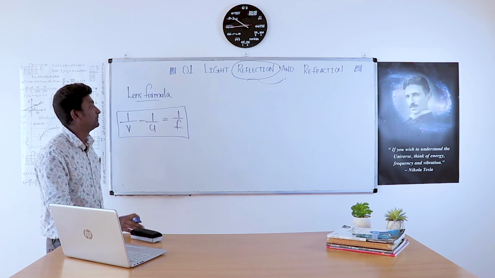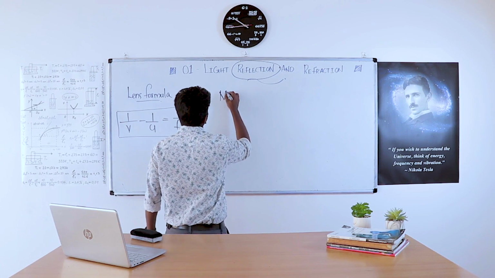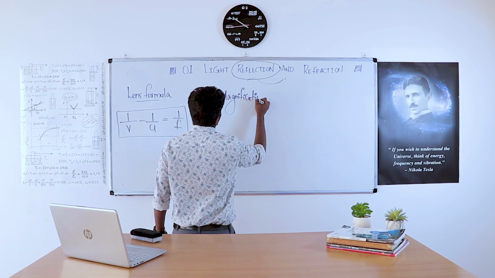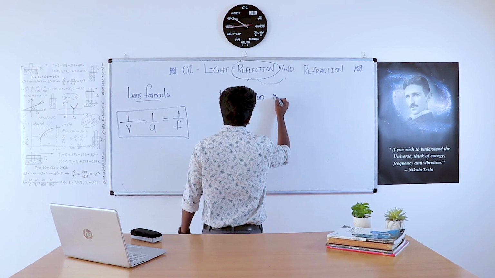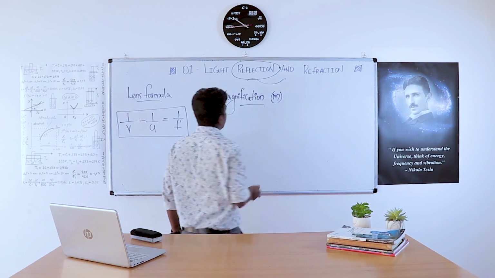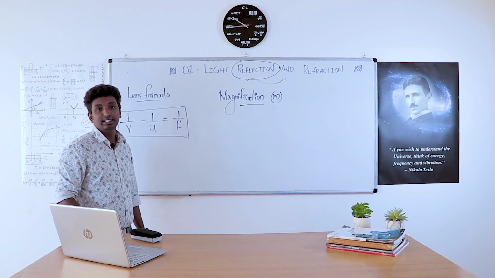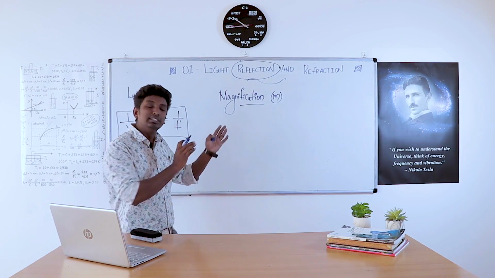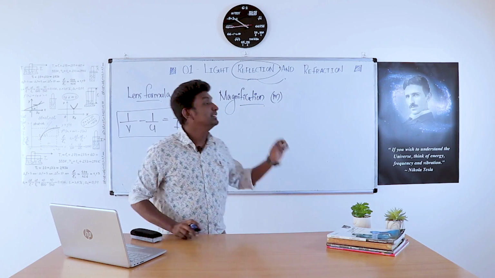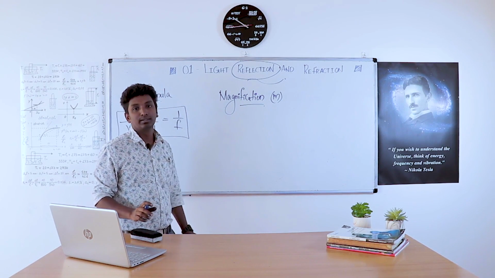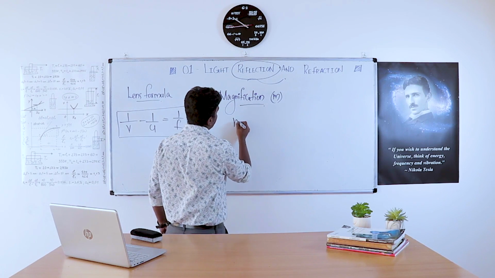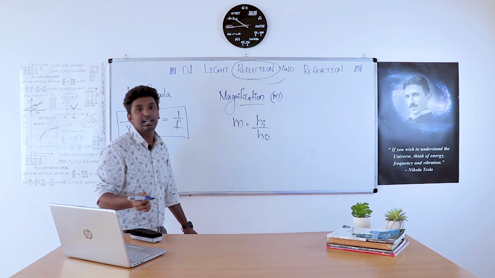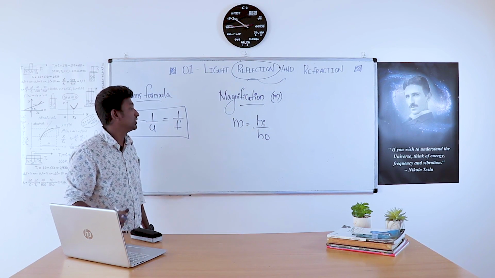This is the lens formula. The next topic is magnification. This is the magnification of a lens. We already studied the magnification of a mirror, represented by the same letter, small letter M. Magnification is defined as the ratio of the height of the image to the height of the object, which is the same definition as in the case of a mirror. So magnification can be written as M is equal to HI by HO, where HI is the height of the image and HO is the height of the object.